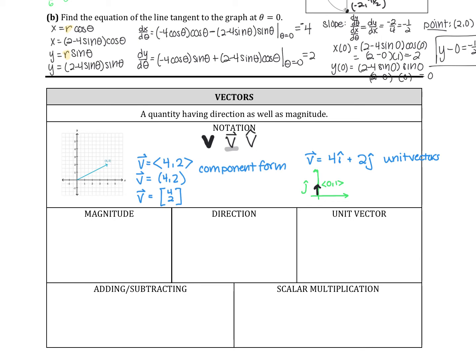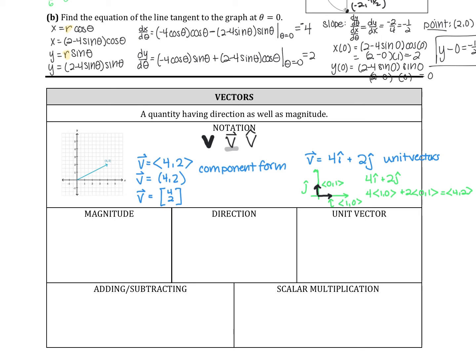The i vector is in the x direction, and the i vector, which we would write i hat, is the vector 1, 0. So those are unit vectors. So if we say 4i hat plus 2j hat, it's because we did 4 times the vector of 1, 0, plus 2 times the vector of 0, 1. And that's where we get the vector 4, 2. So unit vectors and component form. Those are going to be our most common that we'll use. When you get into Calc 3, we focus a little bit more on this matrix notation right here.